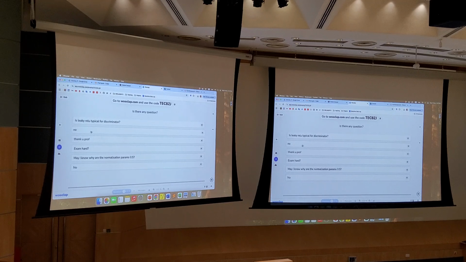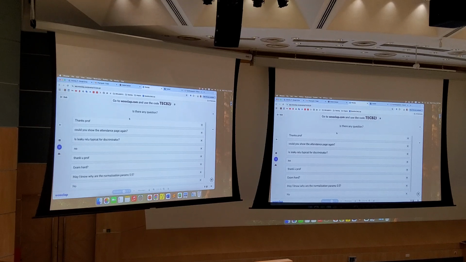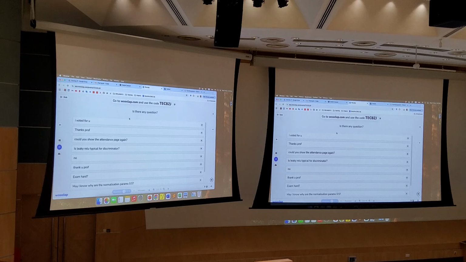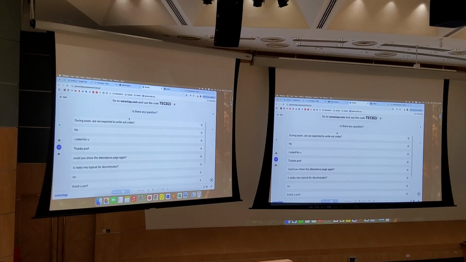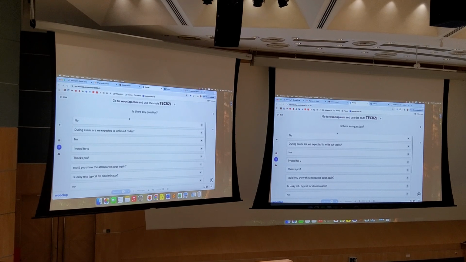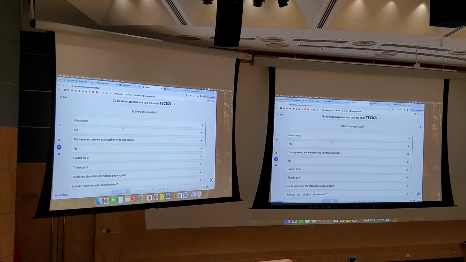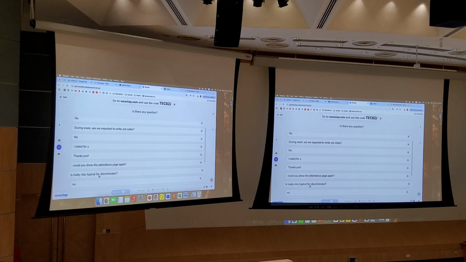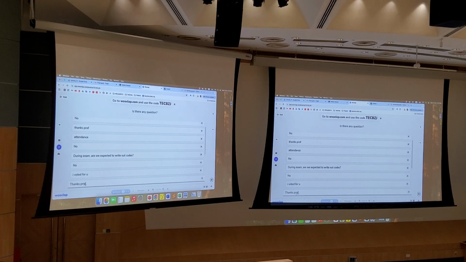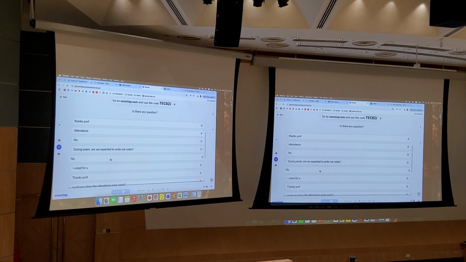Is leaky ReLU typical for the discriminator? It is a design choice. You can use leaky ReLU in the generator as well. And leaky ReLU is getting more popular compared to ReLU because, as I mentioned, it avoids the problem of dead neurons. So you can use this leaky ReLU everywhere.